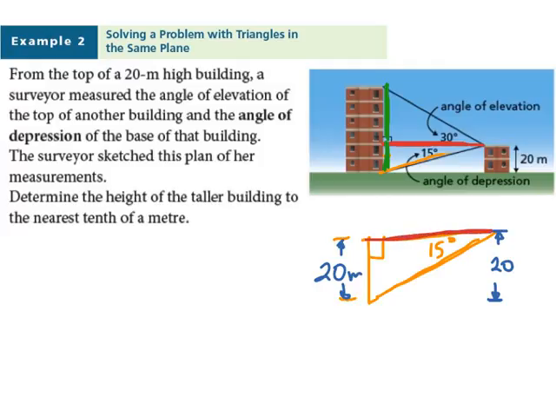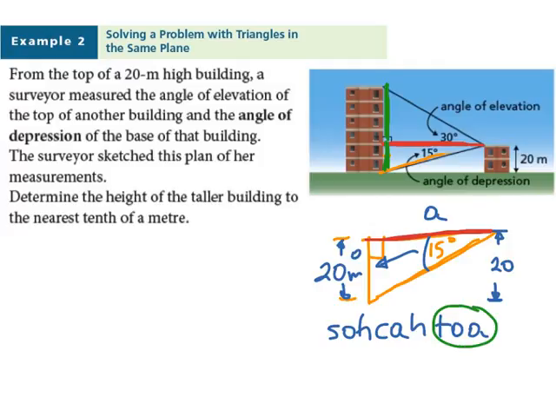And again, SOHCAHTOA is in order. SOHCAHTOA will tell us which trig ratio we could use. We know that the 20 meters height is the opposite side of the triangle, opposite the 15 degrees. And the shared side, or the common side, the red, is the adjacent part of this triangle. So we have opposite and we're looking for adjacent, therefore we have to use the tan ratio. So let's use the tan ratio.